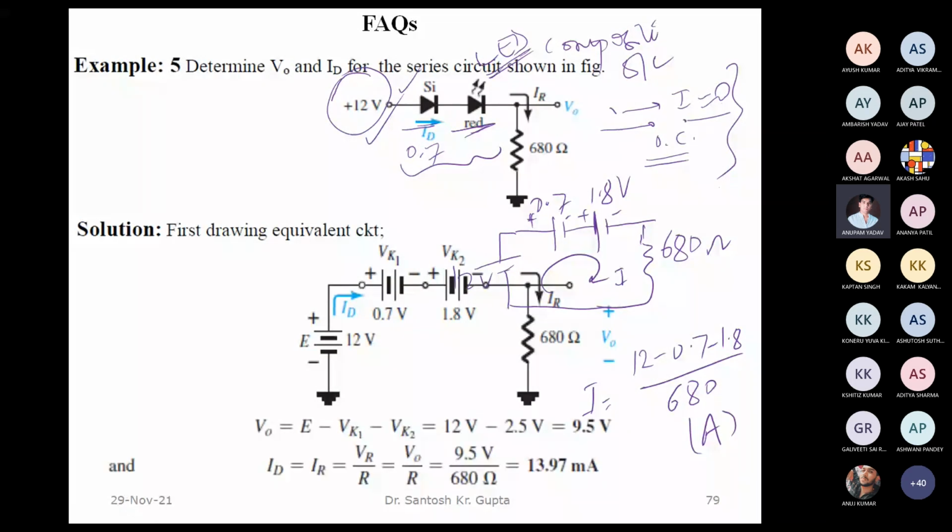So the current may be calculated to be equal to 13.97 milliampere for this case.